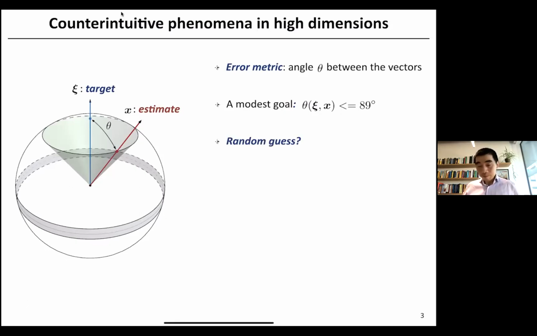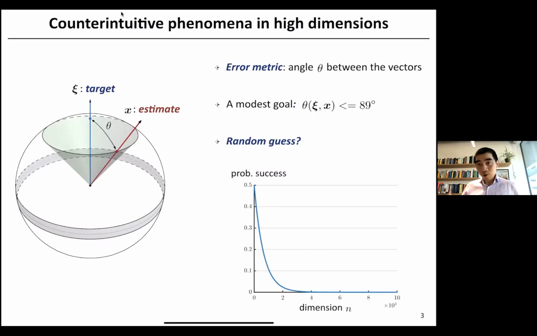Here, what I show is just the probability of success if you pick a point uniformly at random from the sphere. Initially, when the dimension is low, the horizontal axis is dimension, the probability of success is pretty high. But as you grow the dimension, quickly the probability of success of getting an estimate whose angle is less than 89 degrees converges to zero very fast.